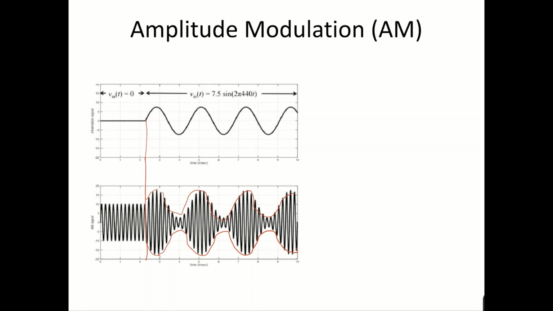So in this situation, what we have is we actually have two signals where the one signal has an amplitude of 7.5 and a frequency of 440 hertz. So if we pull that out, we have V sub m equals 7.5 and f sub m equals 440.